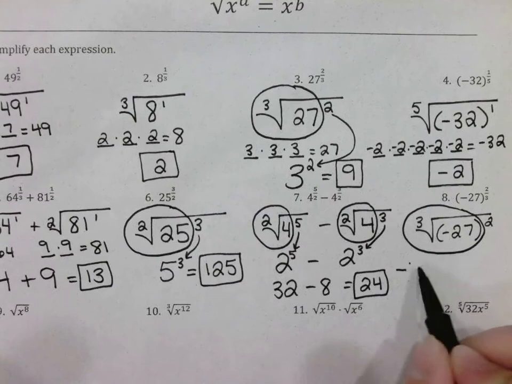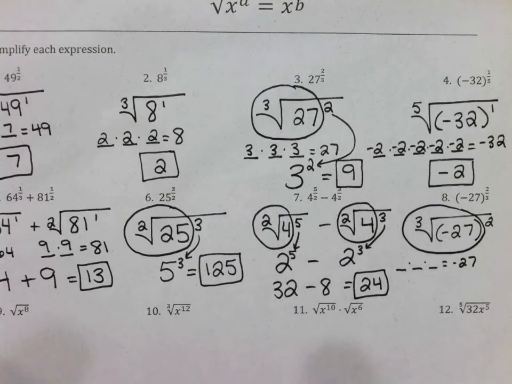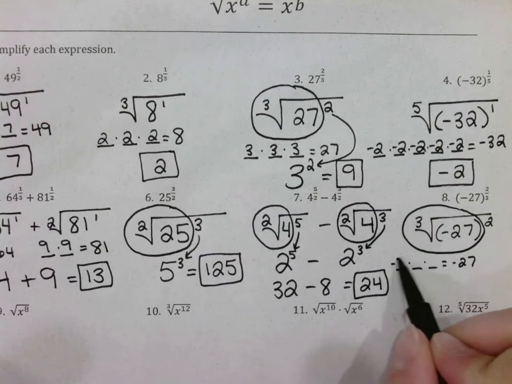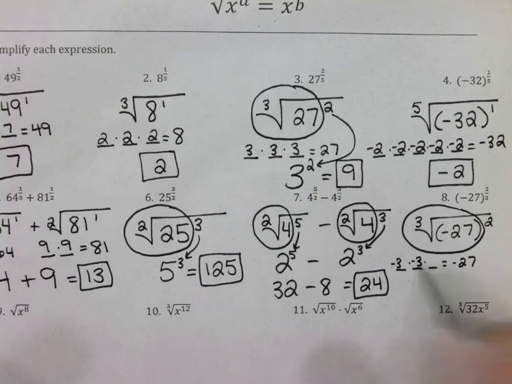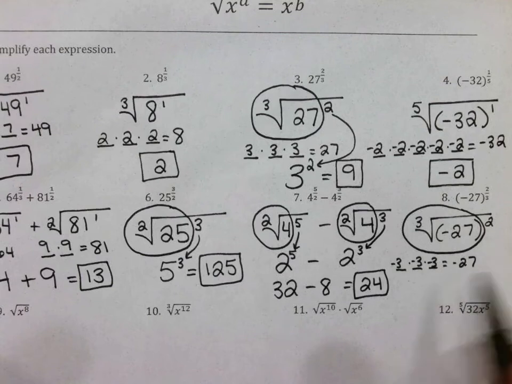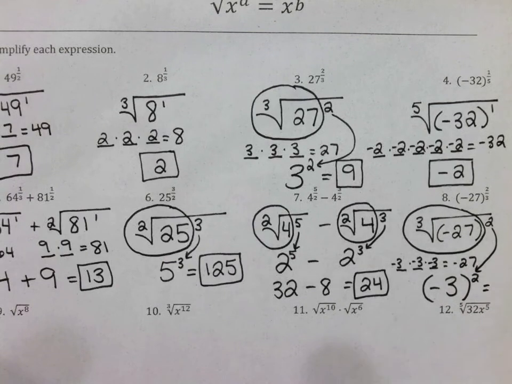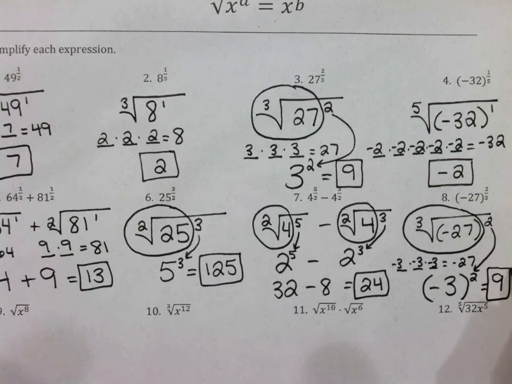So that means something times something times something has to get us negative 27. Only thing that works is negative 3. Negative 3 times negative 3 is positive 9. Times a negative 3 gives us negative 27. So instead of this whole stuff inside the circle, I'm going to put negative 3. And then I'll have to square that. Negative 3 times negative 3, that gives us a positive 9.